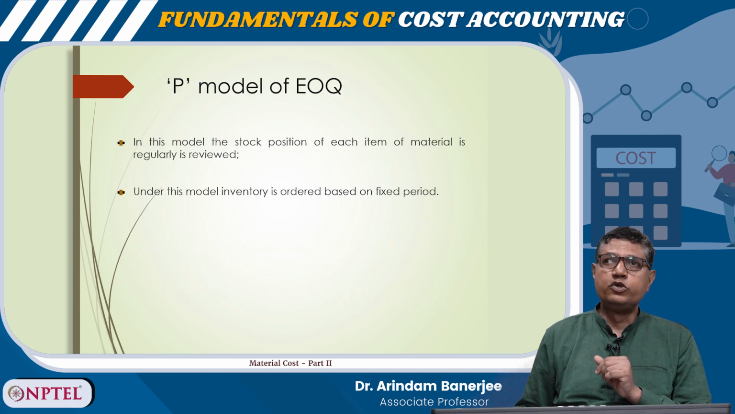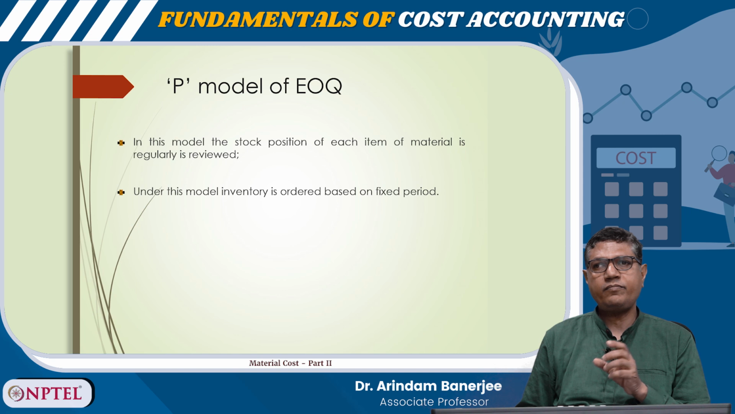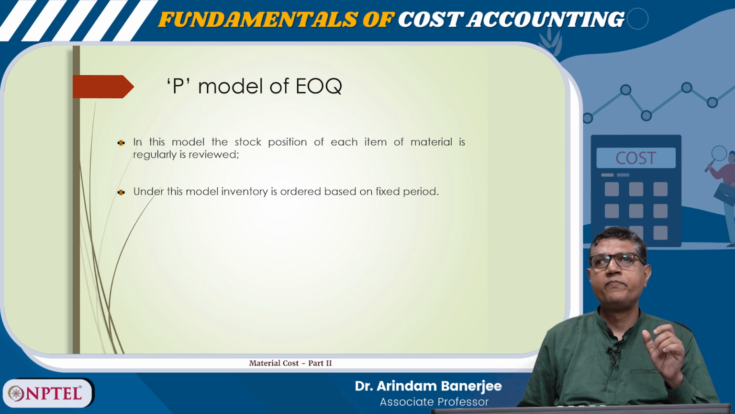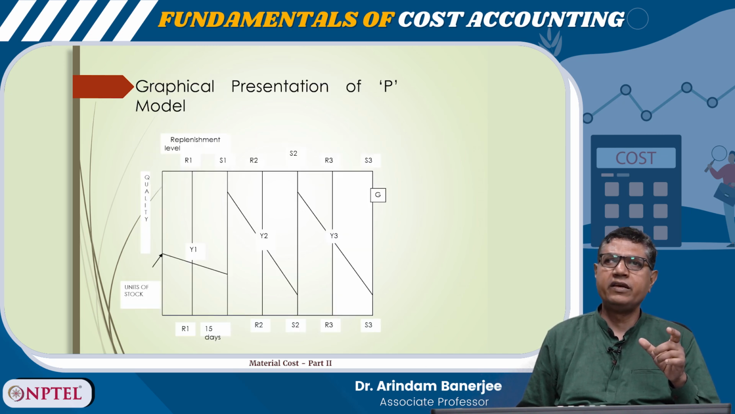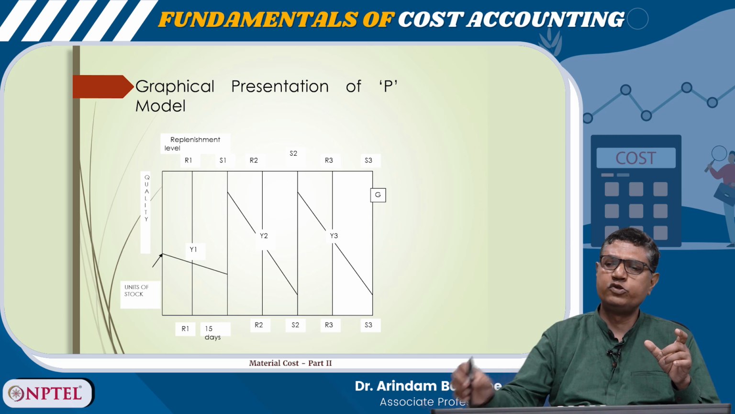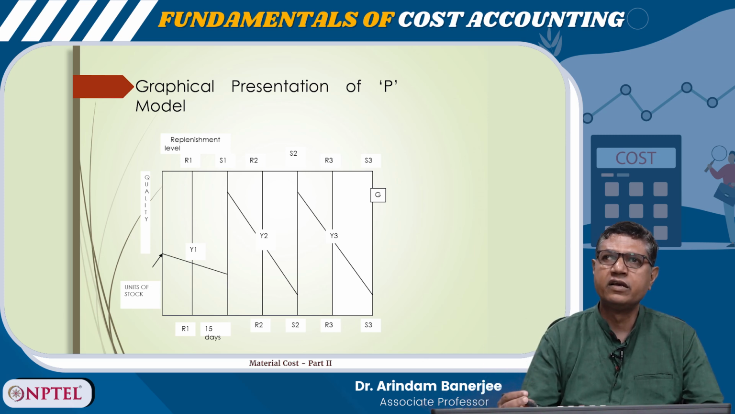To address this issue, there is another model which is called the P model of EOQ, where the order happens at a particular time interval, right. In this model, the stock position of each item of material is regularly reviewed, and the inventory is ordered based on a fixed period. Graphically we can show it like this.